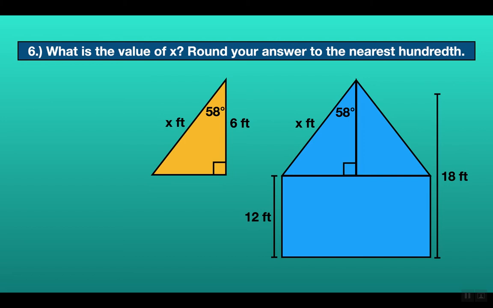Let's identify the sides that we're working with. First we have the hypotenuse. The hypotenuse is the side opposite the 90-degree angle. And on the other side, we have the adjacent side. Because remember, if x feet is the hypotenuse, the adjacent side has to be the other side that's touching the 58-degree angle, because that's the angle that we're using.